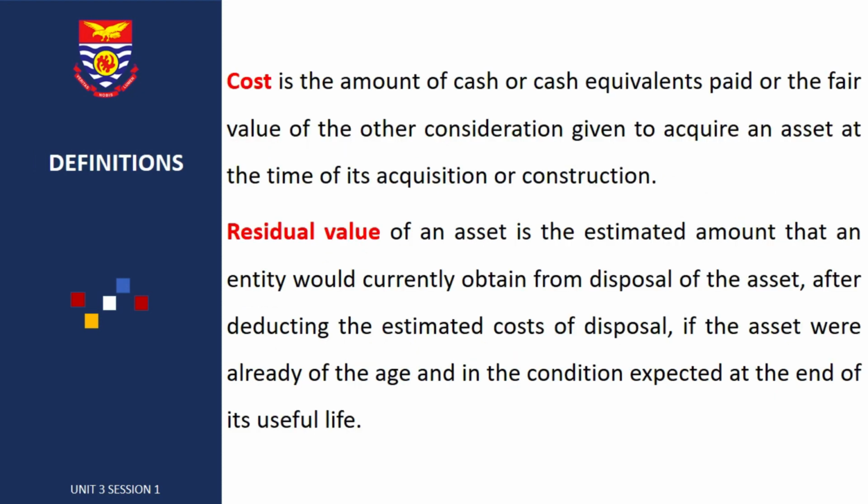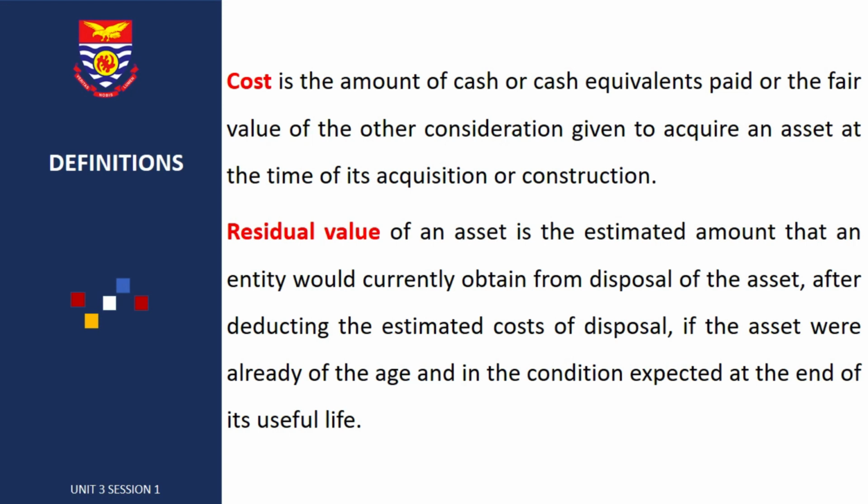Now, in the definition, we look at cost. When we say cost, cost is the amount of cash or cash equivalent paid, or the fair value of the other consideration given to acquire an asset at the time of its acquisition or construction. So that is how much it costs you to acquire the asset, or you yourself building it, or any fair value that you have to use to exchange in order to acquire that asset, is what we call the cost.